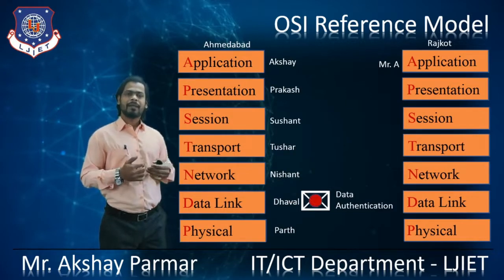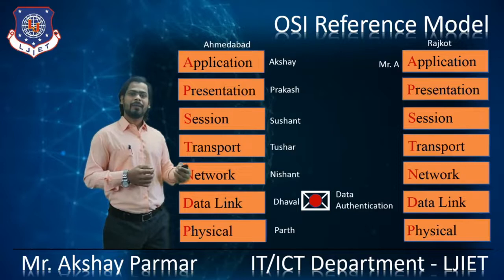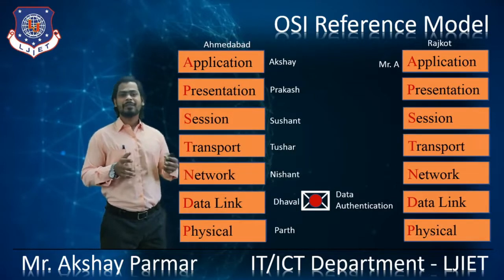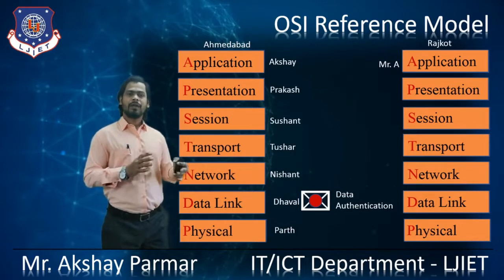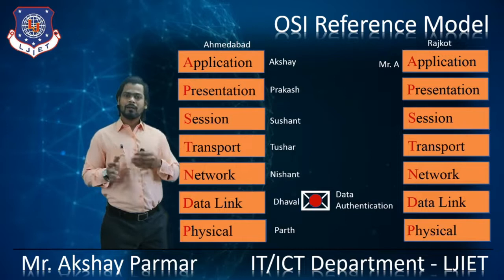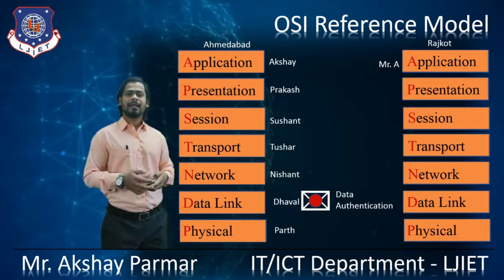So by that, if anyone in the middle of the transmission opens the envelope, they have to remove that rubber stamp, and it cannot be put back the same as before. So Dhaval will ensure the data. Dhaval at the data link layer will assure the data authentication, right?